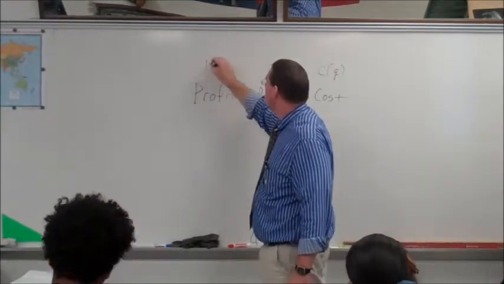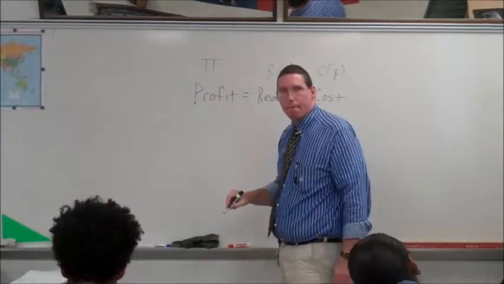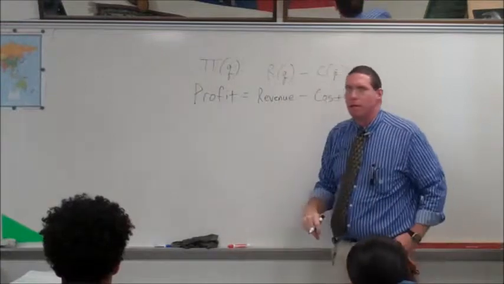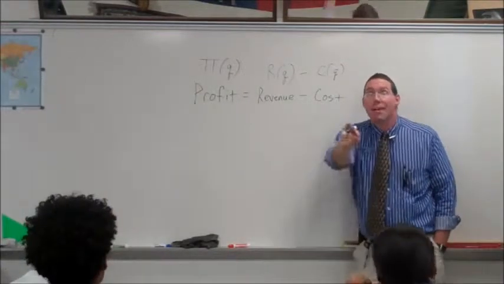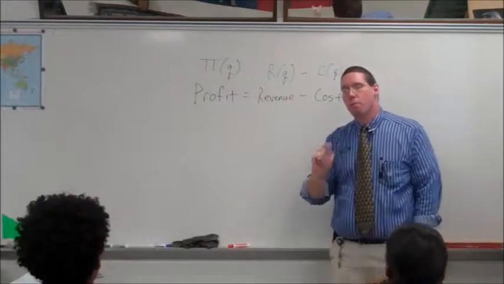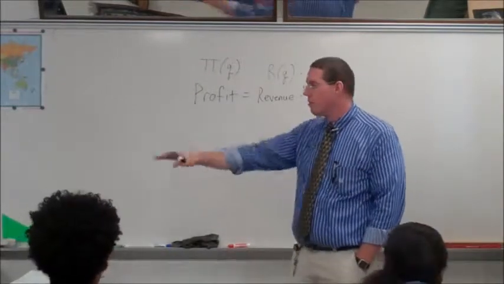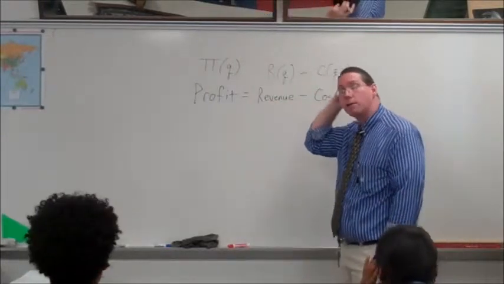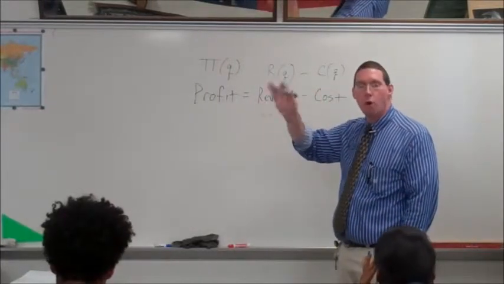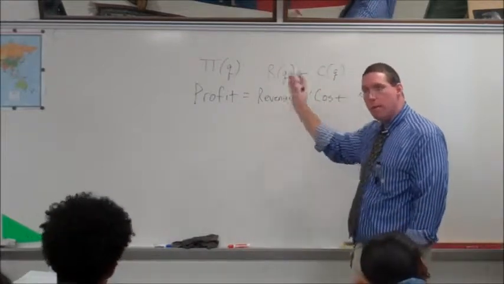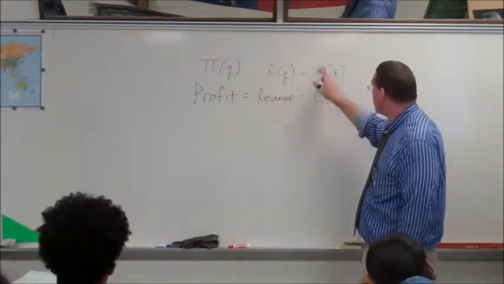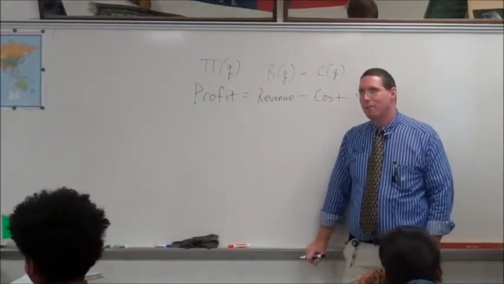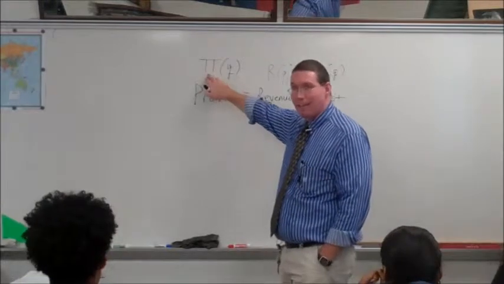And for profit, we're going to use a capital letter pi. Anybody have an idea why we wouldn't use a capital letter P? Yes, P stands for price in economics. Now, you'll see in these textbooks, they'll use P for profit. But I don't use P for profit because I have a degree in economics, and I understand that the letter P is used for price. Q is quantity, P is price, R is revenue, C is cost, and capital pi is profit.